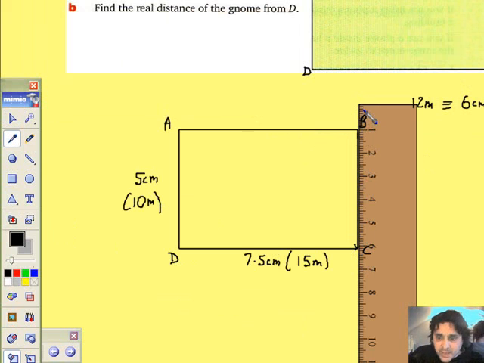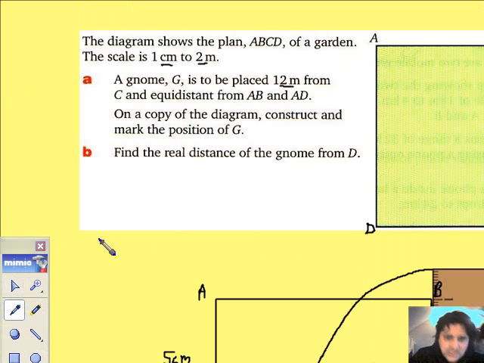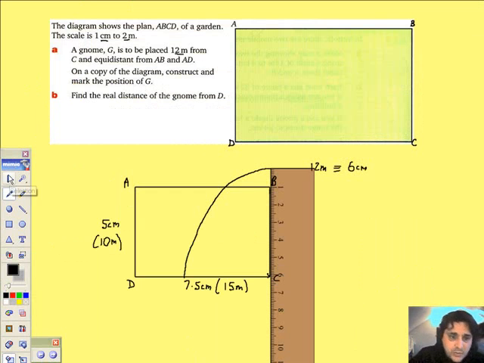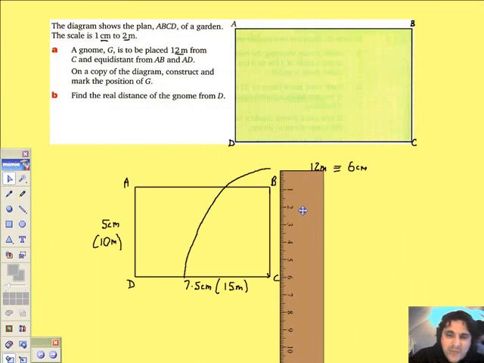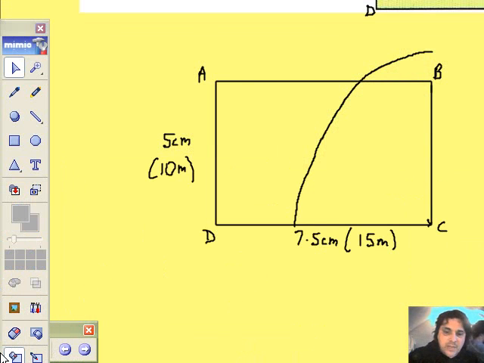Again, rough sketch. So imagine my compass point is there. I open my compass to this point here at the beginning of the ruler, and that's where my pencil is, and I'm going to draw it round carefully like that, and that is the path of my pencil, and that is my gnome following the path, which is 12 metres from C all the time. Well, the gnome isn't actually moving, but essentially the gnome is within here probably. So there we go.